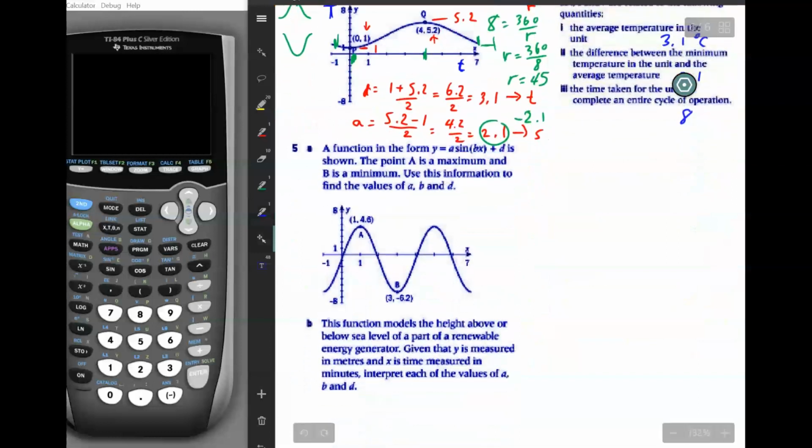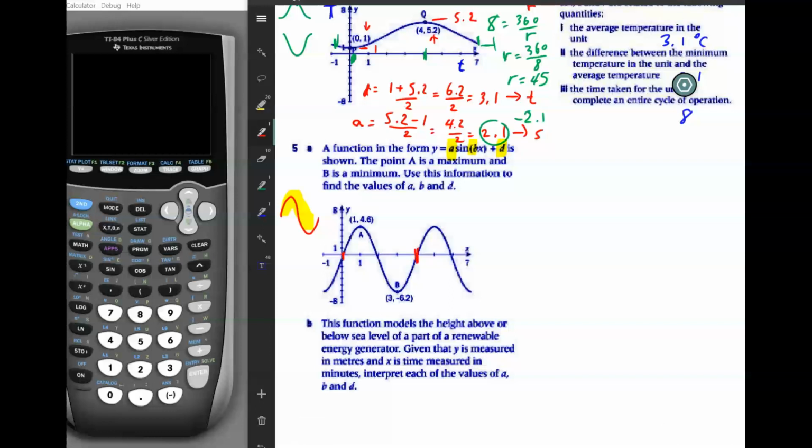A function in the form y equals a sine bx is shown. In this case they're looking for a, b, and d. The point A is the maximum and B is the minimum. Use this information to find the values of a, b, and d. Okay, so we've done this many times before. We're back to doing sine instead of cosine. Remember, sine has the shape up, down, and then up again. So one cycle of sine starts here and goes up to here.